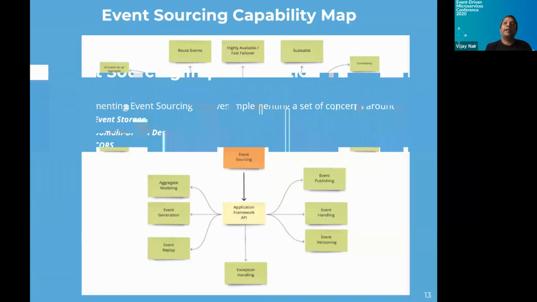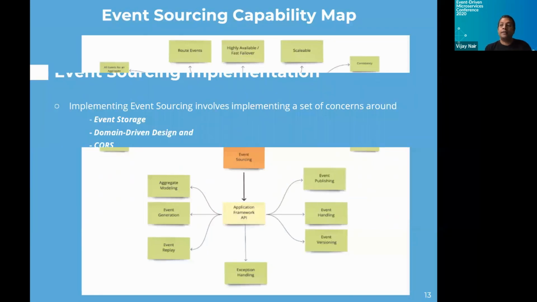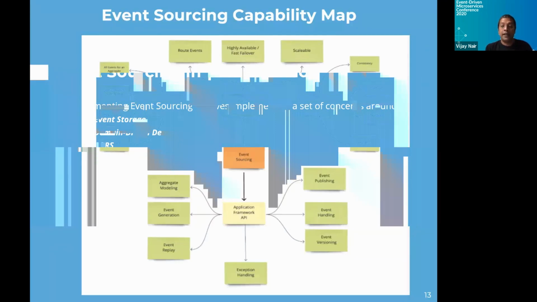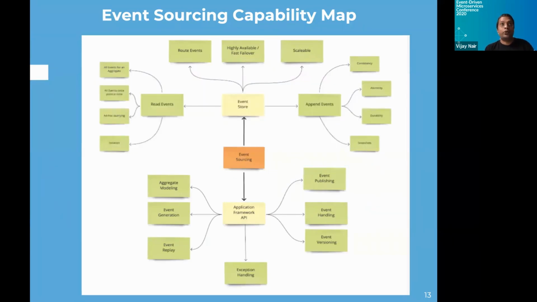You do need to ensure that there is a consistent record of an event that has occurred on an aggregate, because it's a database after all, and you do not want to lose events. So the aspects of consistency, atomicity, and durability are extremely high, just like any other regular database that you would use to store state. So the event store needs to provide that.